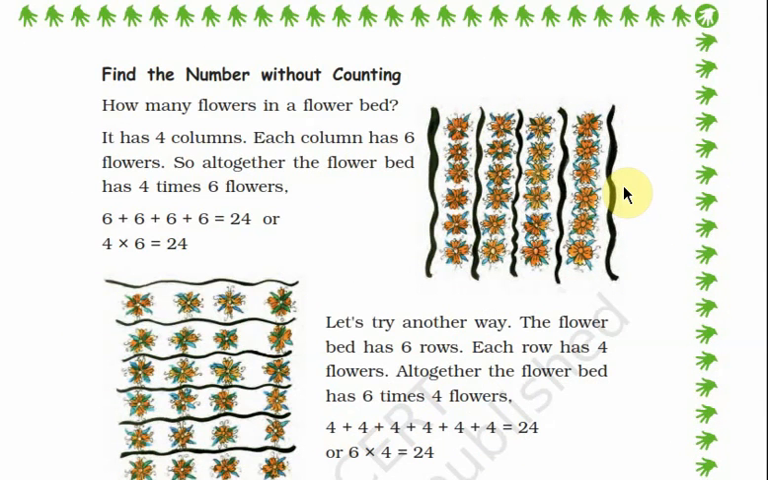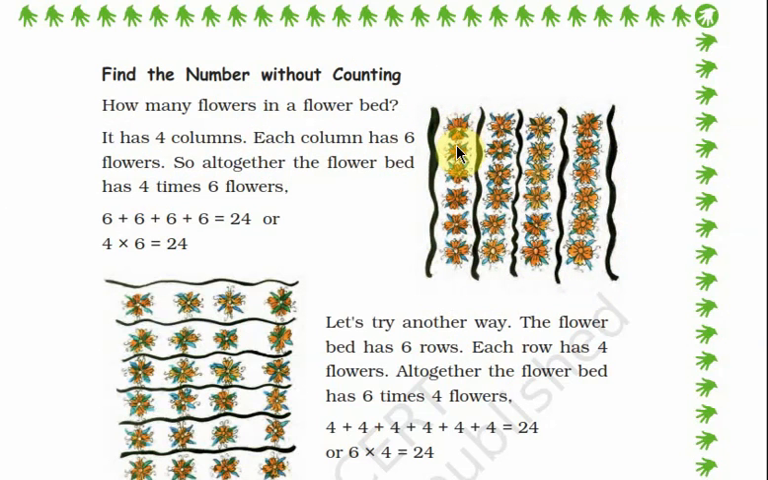Okay. So how many flowers in a flower bed? This is a flower bed. We have to find out how many flowers are there. You can see many flowers arranged in rows and columns. So we have to find out the number of flowers. How many columns are there? This is column 1, 2, 3, 4. You can see 4 columns here. So it has 4 columns, and each column has 6 flowers.